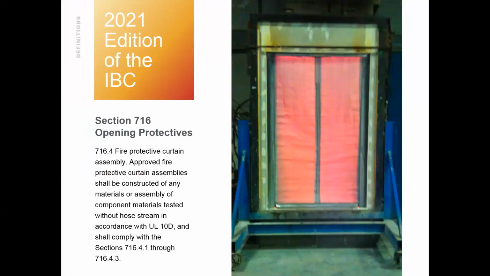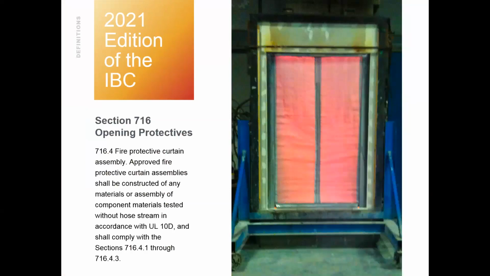UL 10D, there is no hose stream, and that's the only test that this fabric product is going to be tested under and pass. So this fabric product is tested under UL 10D, and it's without hose stream. UL 10B, there is a hose stream. They're inextricably woven together. So if you have a UL 10B test, you have the hose stream test. For UL 10D, there is no hose stream, and that's the test this fabric product gets tested under.